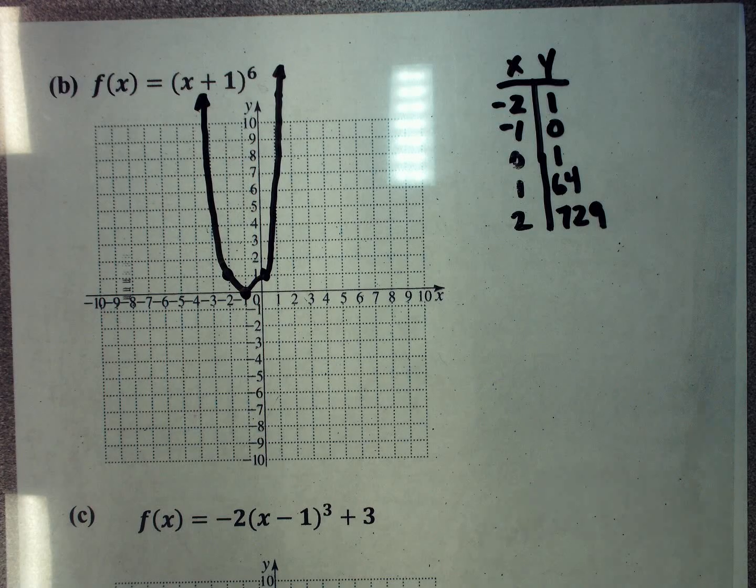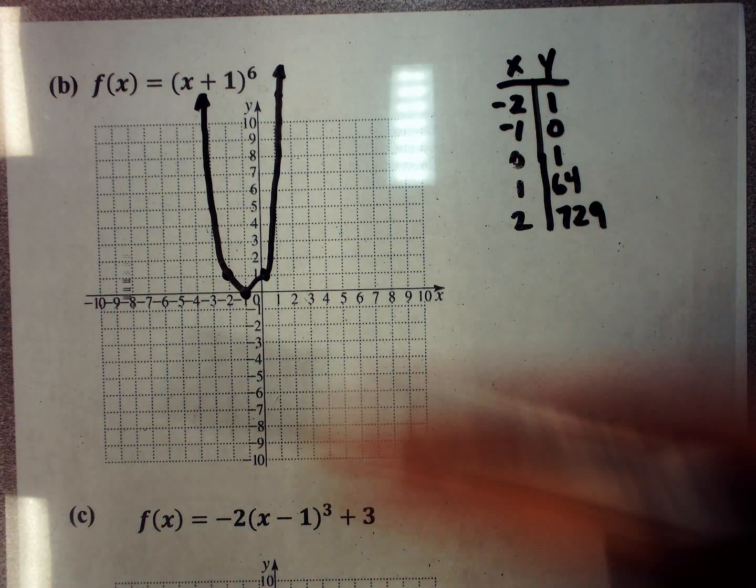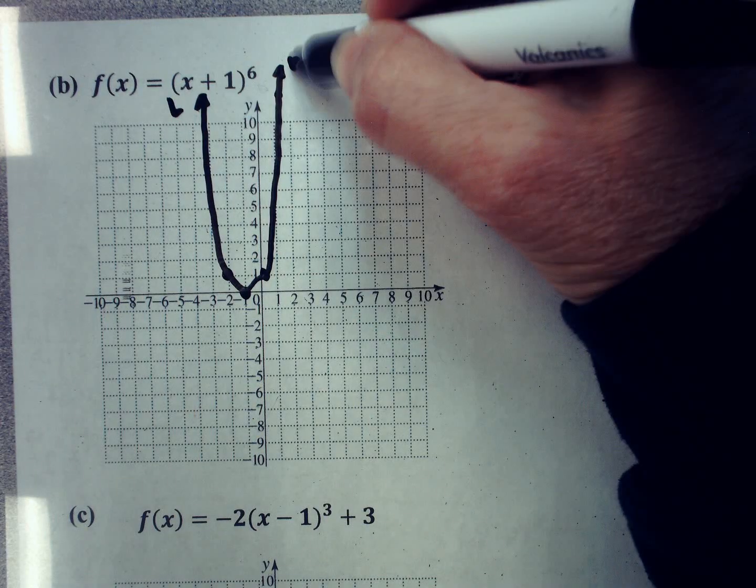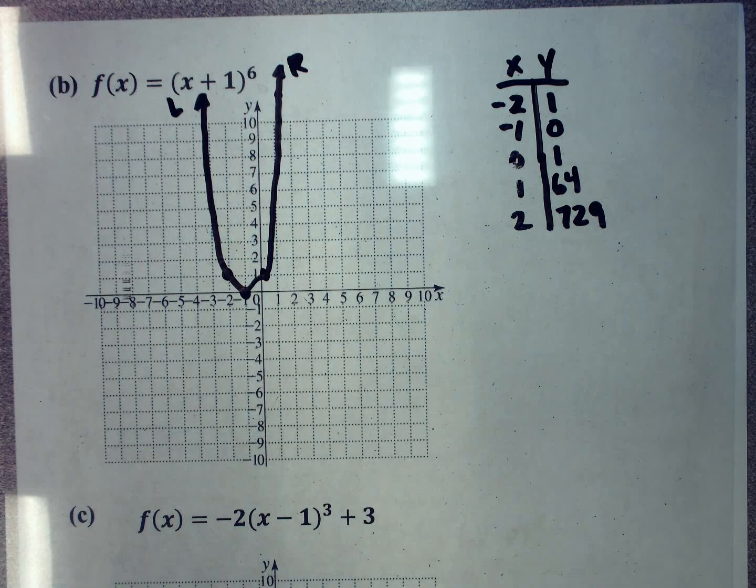And then you can see both ends. We're going to talk about the end behavior on both sides. We have a right side and a left side, and both are going towards positive infinity. So we'll talk about the end behavior in a second, okay?